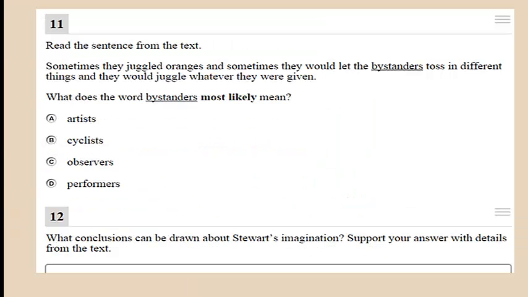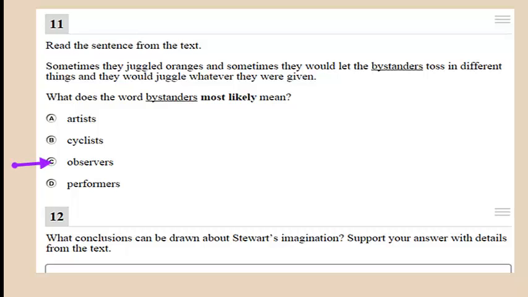I think the best way to tackle number 11, if students don't know the underlined word, is to take the answer options and substitute them in for the underlined word. They would let the artist toss in different things? No. They would let the cyclist toss in different things? No. They would let the observers toss in different things? That likely makes sense. So the answer here is C.